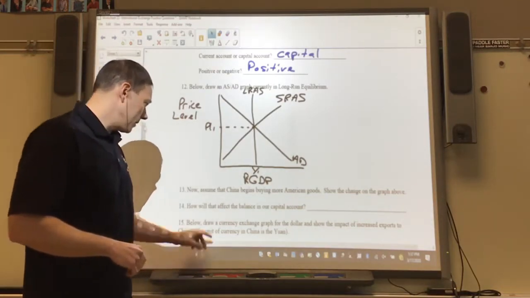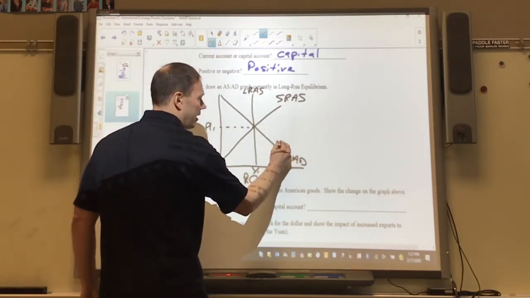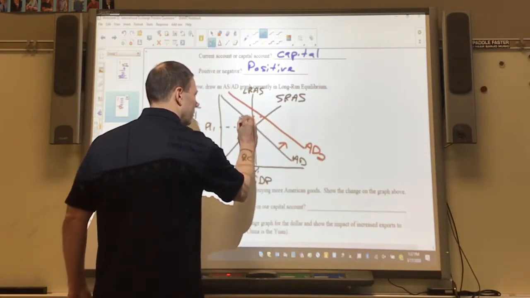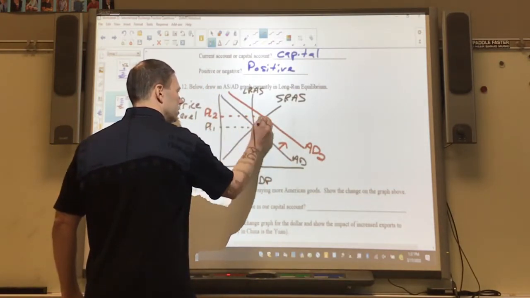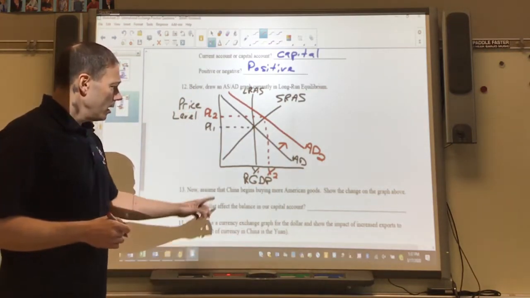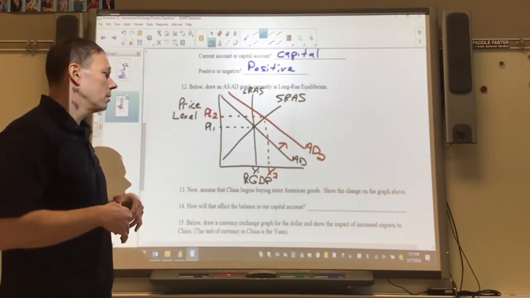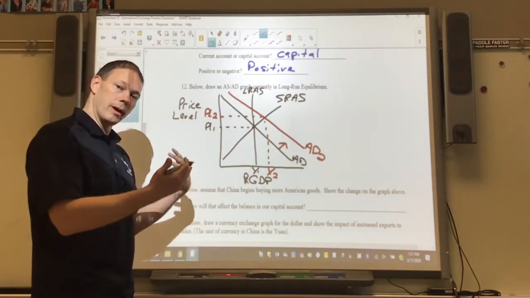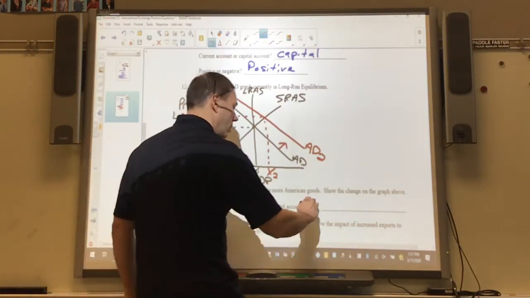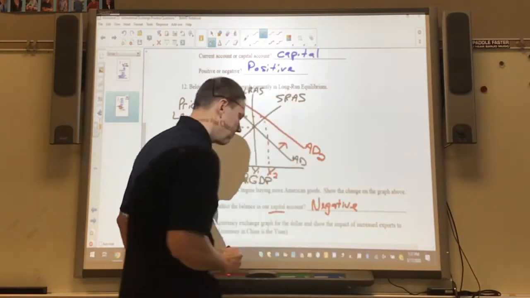All right, now, China begins buying more American goods. Well, if China's buying more of our goods, that increases the aggregate demand for American goods. New aggregate demand curve, new price level, and new equilibrium output. They're buying our goods, that's going to make our current account positive. Of course, if our current account is positive, this is asking about the capital account, that's going to make the capital account negative because the two accounts always have to balance.